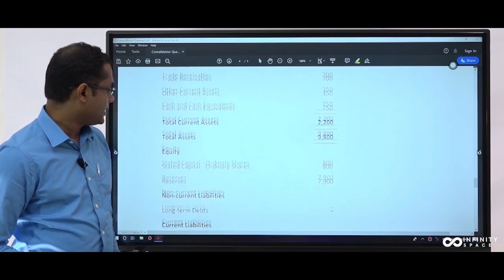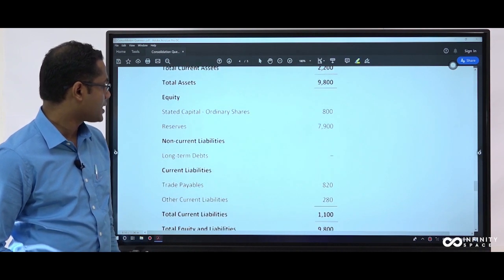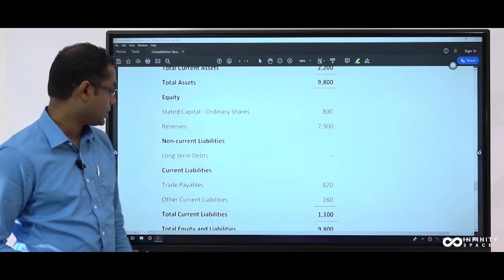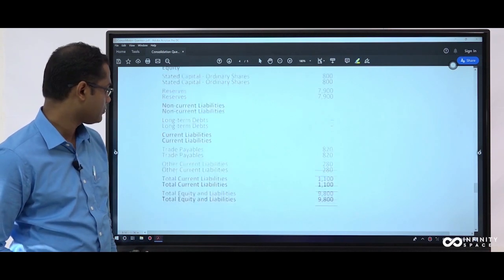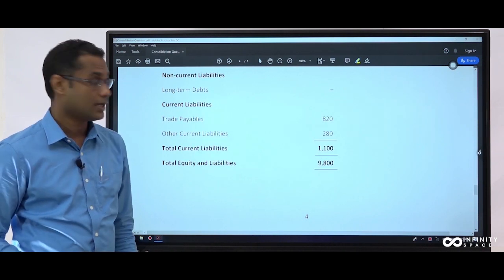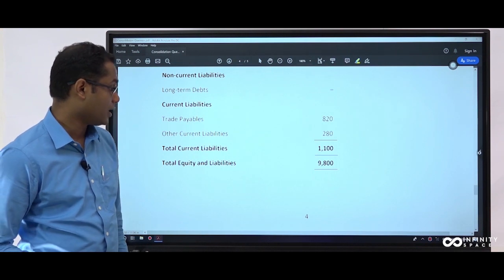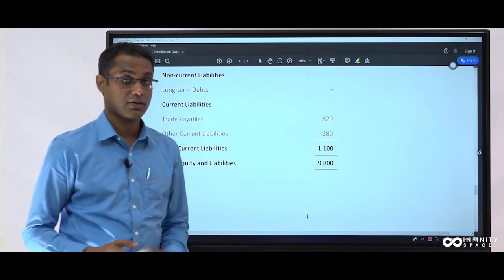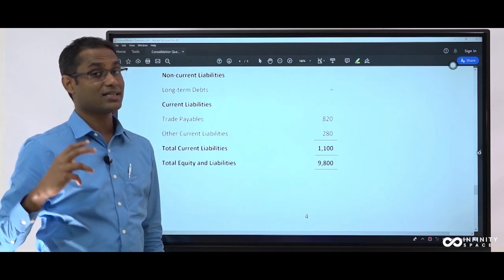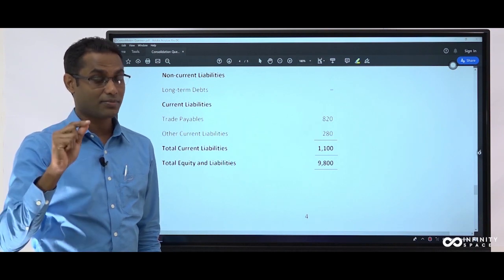Then moving to the equity section, stated capital, that is ordinary shares 800, reserves 7900, no non-current liabilities. Then under the current liabilities, trade payable 820, other current liabilities 280, altogether 1100, total equity and liabilities 9800. So you should be aware, you prepare the consolidation balance sheet as at 31st December 2019.